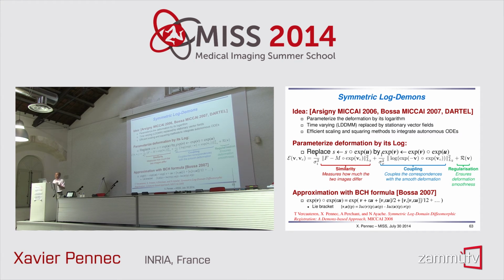So now the idea of the log demons is that we can directly parameterize the full diffeo by the flow of a stationary velocity field. So this is requiring one more step. This is the idea that we can parameterize the deformation by its logarithm. Basically, in the matrix group, it would consist of parameterizing a matrix with its logarithm, and then we take the exponential to get the deformation.